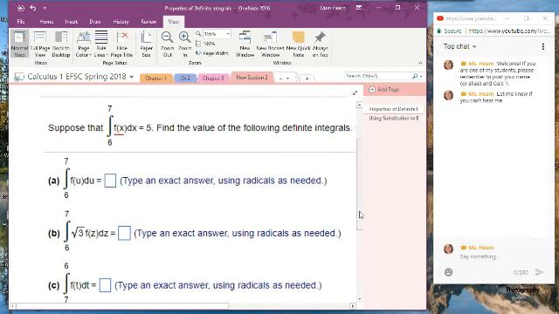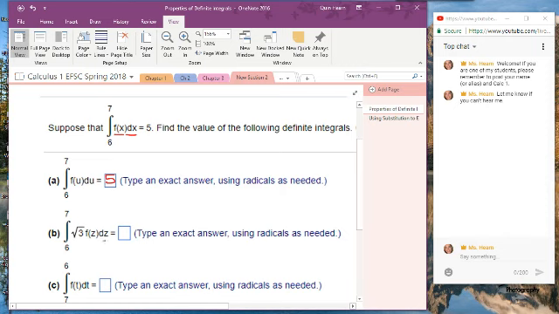So they want us to evaluate the definite integral written in different ways. First of all, the variable that we use for the independent variable doesn't matter. So the integral from 6 to 7 is still going to be 5.